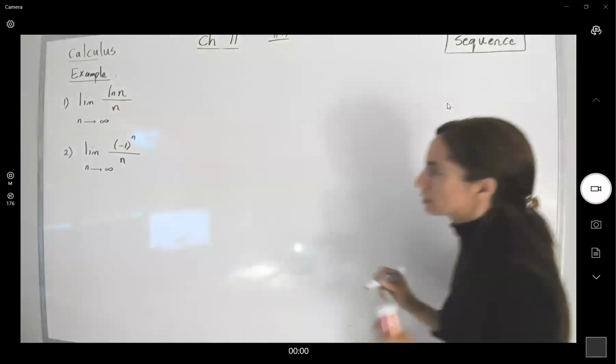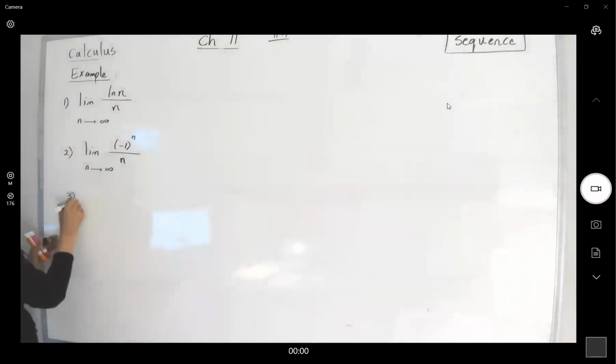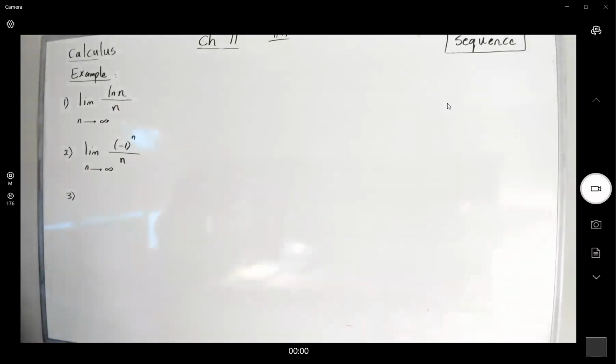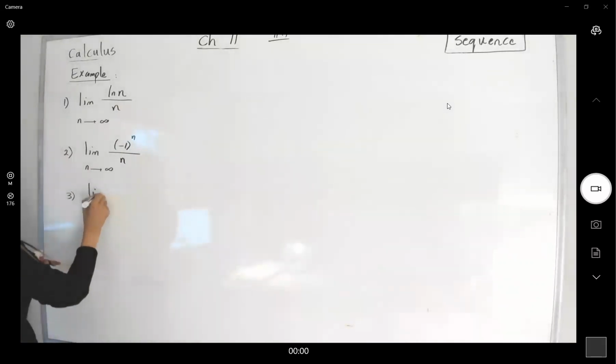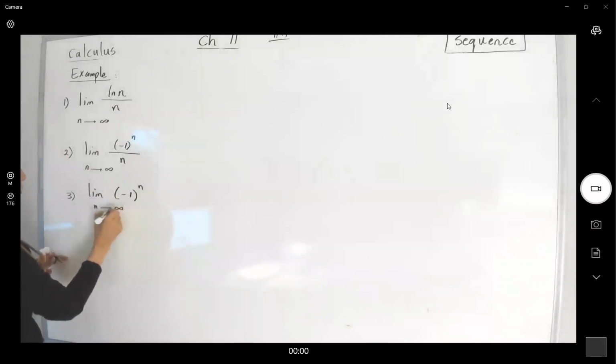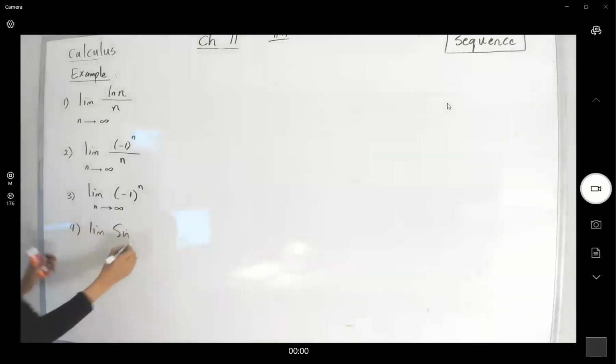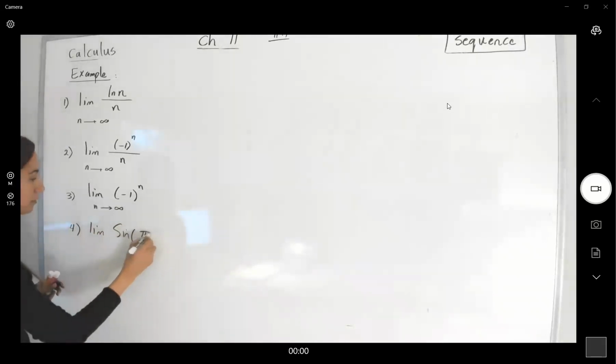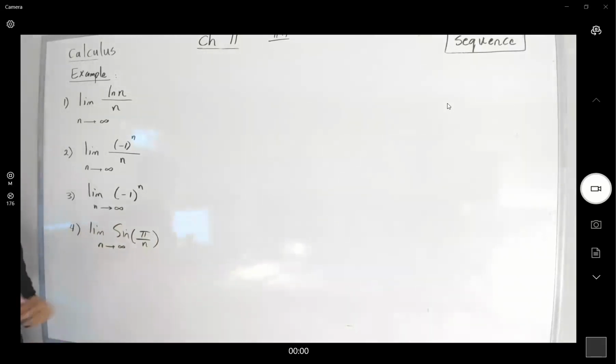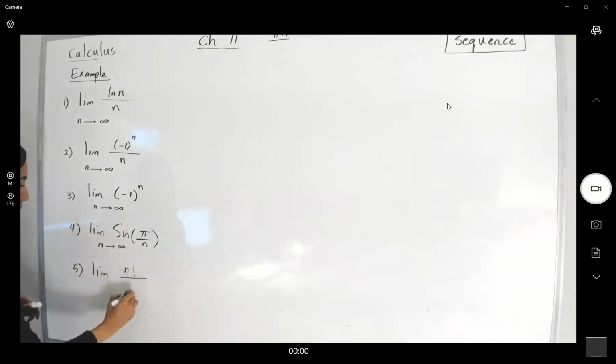And let me write this right here. Third, what's the limit of (-1) to the power n while n approaches infinity? Fourth, what's the limit of sine of pi over n while n approaches infinity? And one interesting one, what's the limit of n factorial divided by n to the n while n approaches infinity?